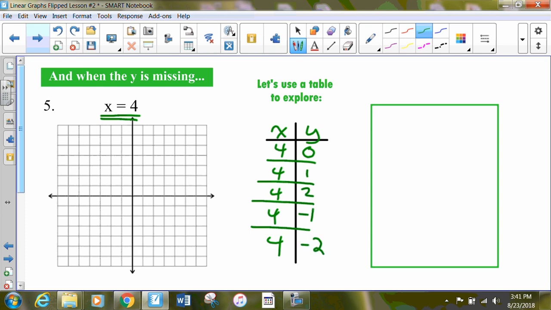So when I graph this, look what's going to happen. When I graph this point, that's 4 comma 0. So that's going to be 1, 2, 3, 4. When I graph this, it's 4 comma 1. When I graph this, 4 comma 2. When I graph that, it's 4 comma negative 1. And when I graph that, it's 4 comma negative 2. When we put it together, we can see that it is a vertical line. Right? And every point on this line has an x that's equal to 4. That's why the name of this line is x equals 4.